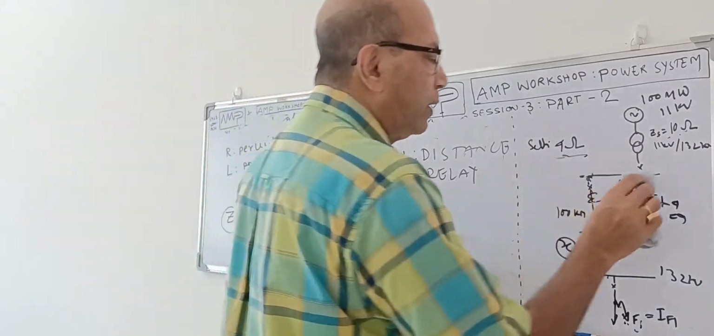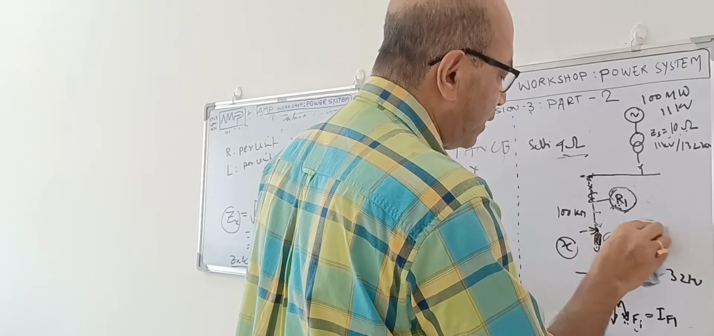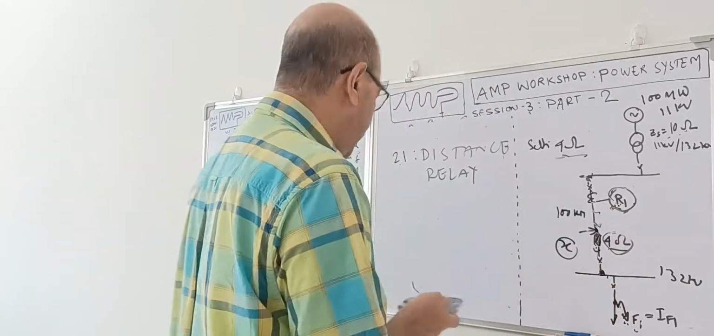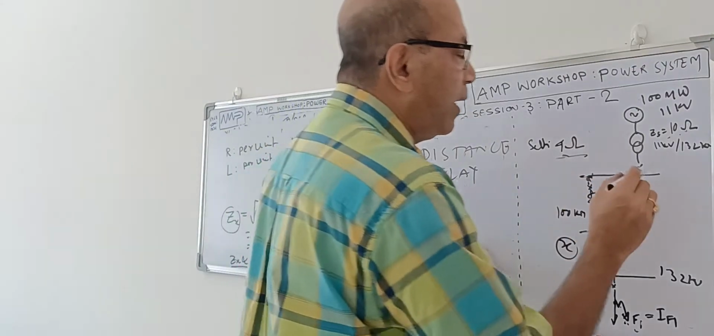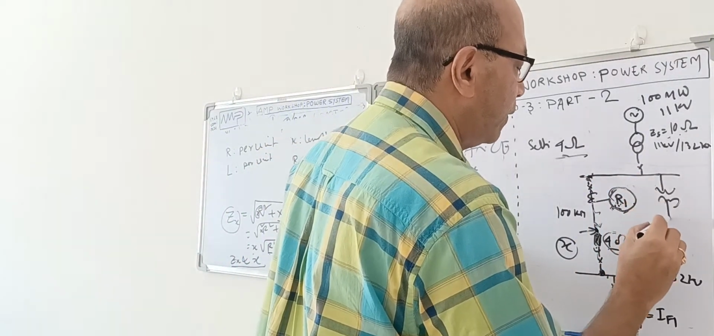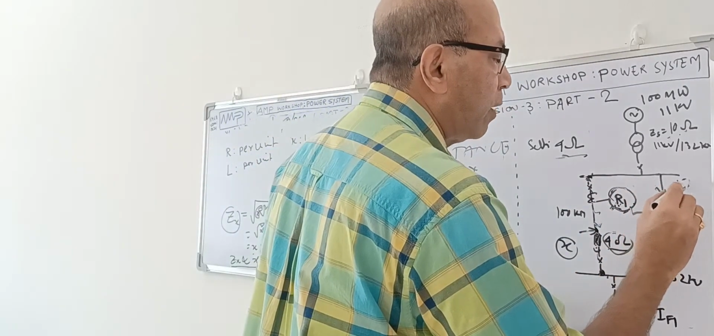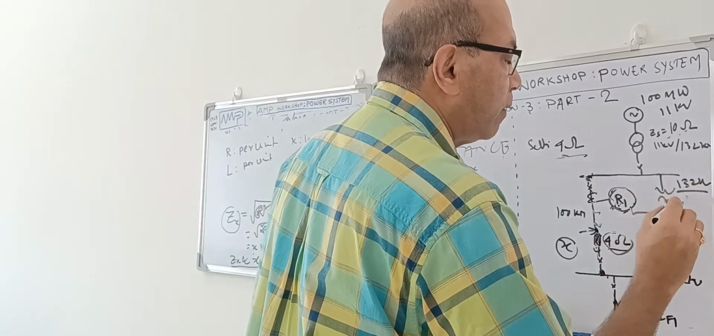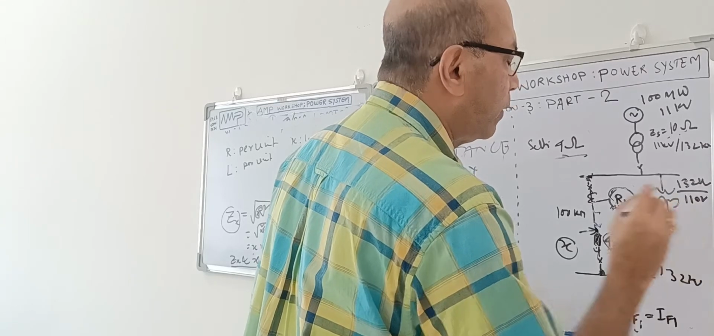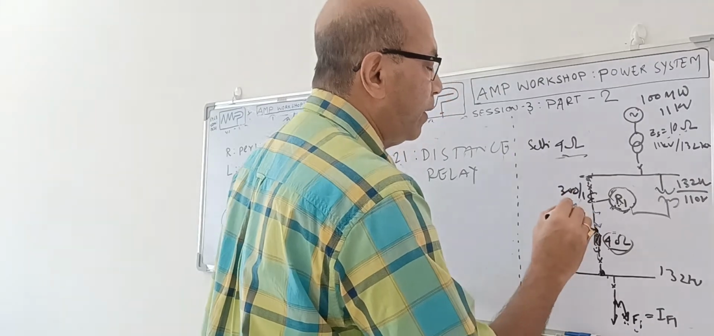Not only the CT, we need the voltage, because the distance relay measures the voltage and measures the impedance. How will it measure the impedance? It will measure the impedance by sensing the current and voltage. It will take the voltage from the bus. Suppose it is 132 kV by 110 volt, and suppose it is a 300 ampere by 1 ampere CT.